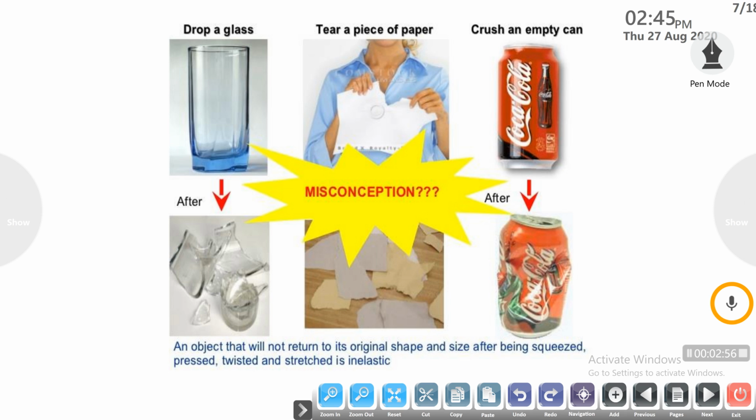Okay? For example, dropping a glass can change the shape of the glass permanently. Tearing a piece of paper can also change the shape of the paper permanently. Crushing an empty can, breaking a glass, tearing paper. So these all are examples of the effects of force on various types of objects.